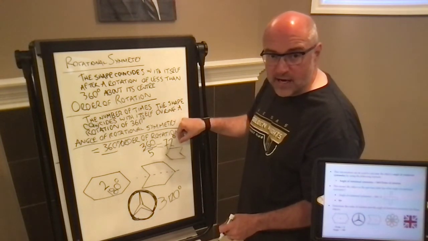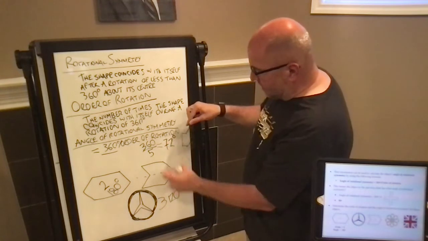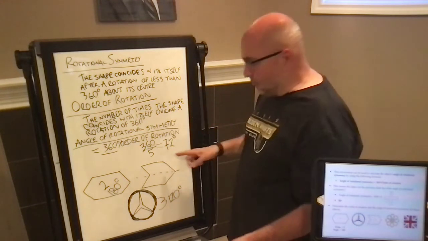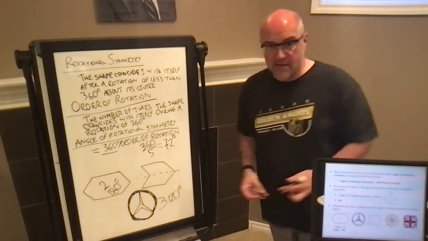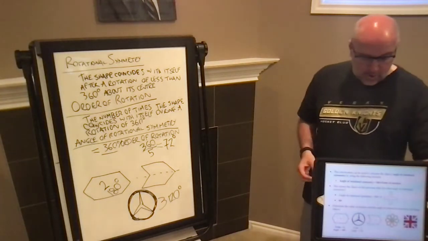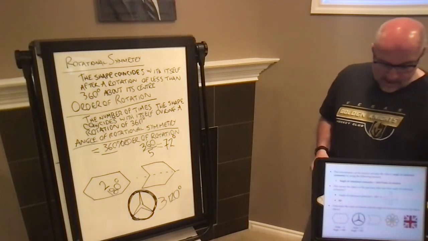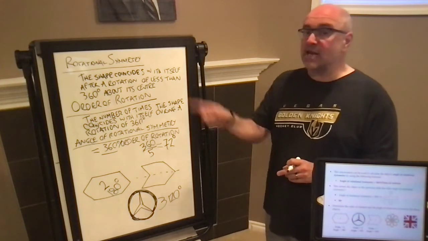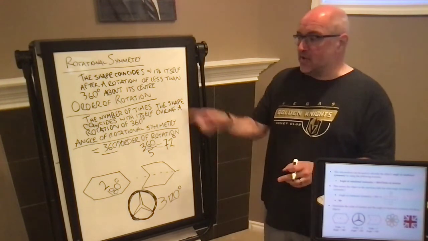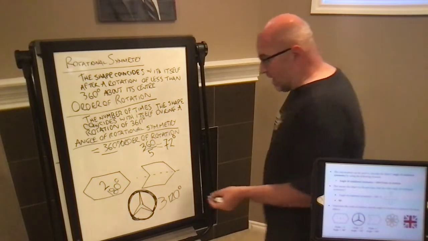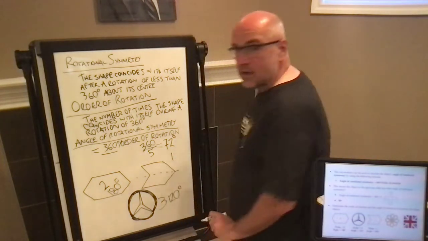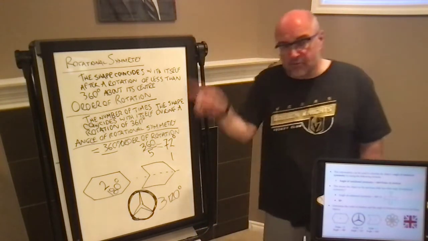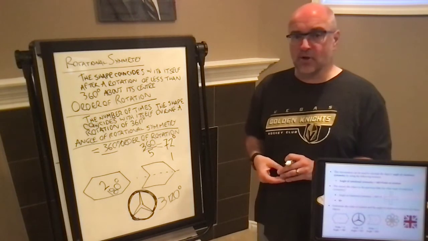See, if I go to 180 degrees, they don't look the same. 270 doesn't look the same. There's only one point at which this object has an overlap that looks good. So we still have to give it an order of rotation. It doesn't have rotational symmetry, but it still has an order of rotation. It has an order of rotation of 1, because there's only one time during a 360-degree rotation where the object looks like itself.